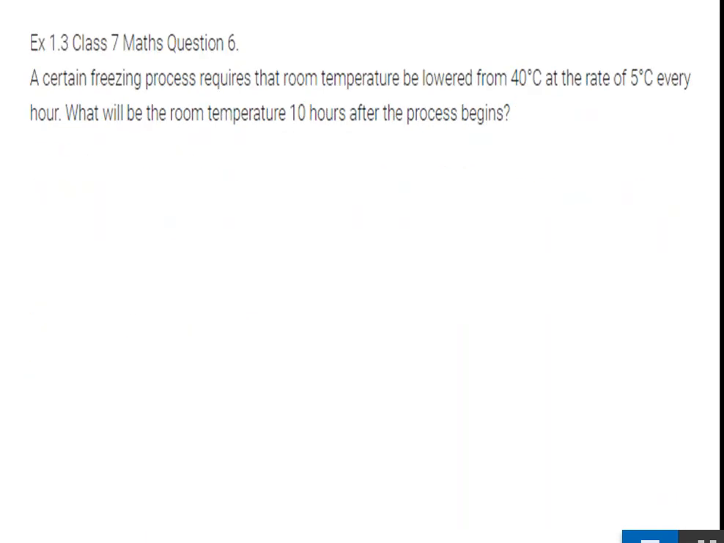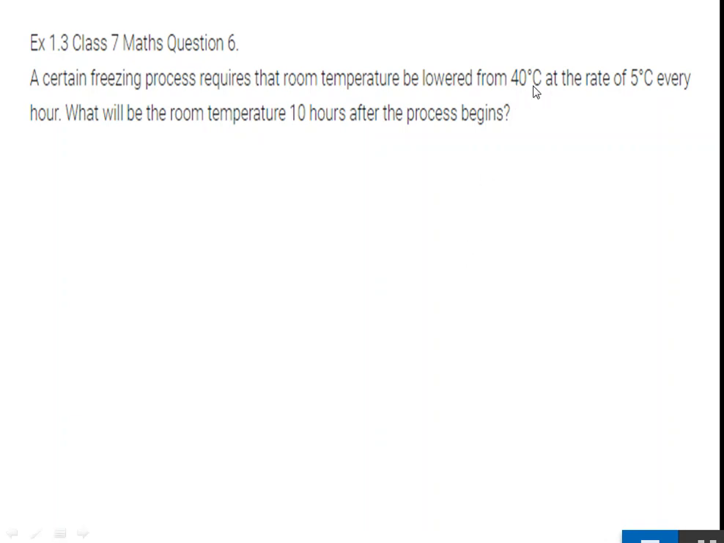Next, word problems coming in your textbook. Exercise 1.3, Class 7 Maths, Question 6. I'll read out the question. A certain freezing process requires that room temperature be lowered from 40 degrees Celsius at the rate of 5 degrees Celsius every hour. What does it mean?